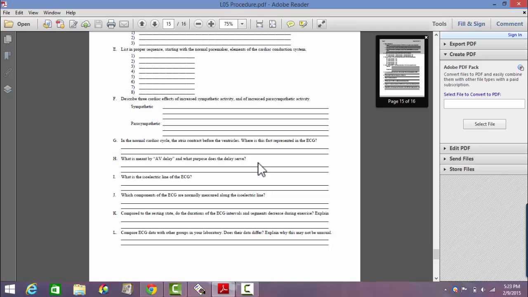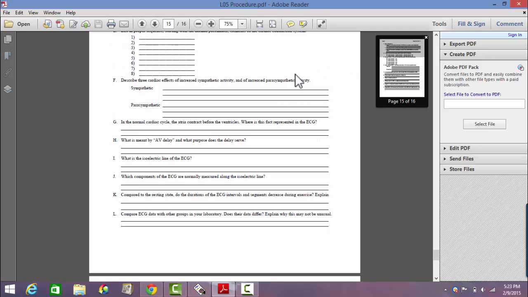So that was your introduction to how to use the BioPac software, the reader portion of the BioPac software, so that you can analyze your data rather easily.